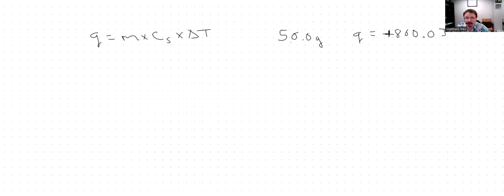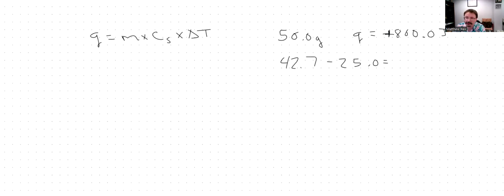An unknown metal has a mass of 50 grams. So we're going to use Q equals mass times specific heat times the change in temperature, or Q equals mCΔT. We have the metal, we don't know its identity, but we do know its mass. We know that it absorbed 800 joules of energy. And we know the temperature increased from 25 to 42.7. So that's our final temperature, and that's our initial temperature.